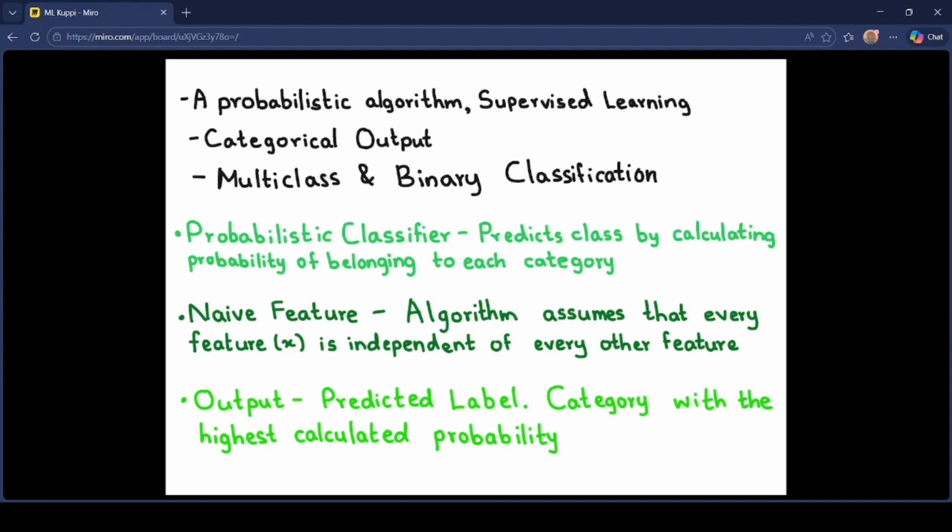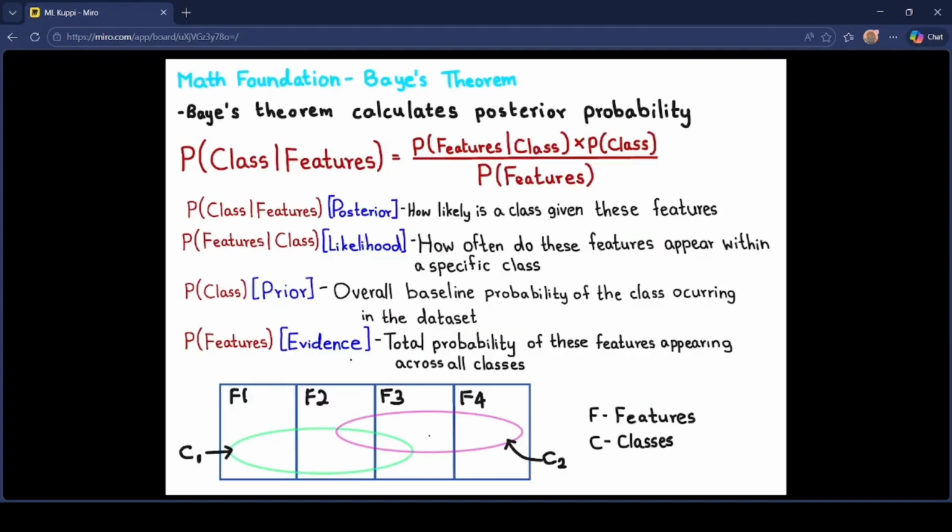So here the class is predicted by calculating the probability of a new data point belonging to each category, and then the naive feature. Here the naive feature means that the algorithm assumes that every feature is independent of every other feature. So we assume that the variables are independent variables, and the output is a predicted label. So that is the category with the highest calculated probability.